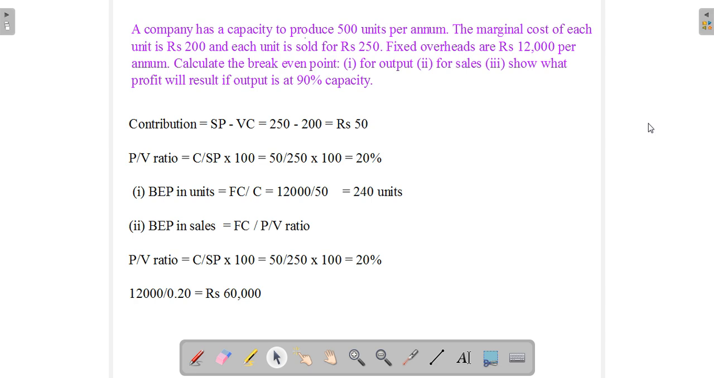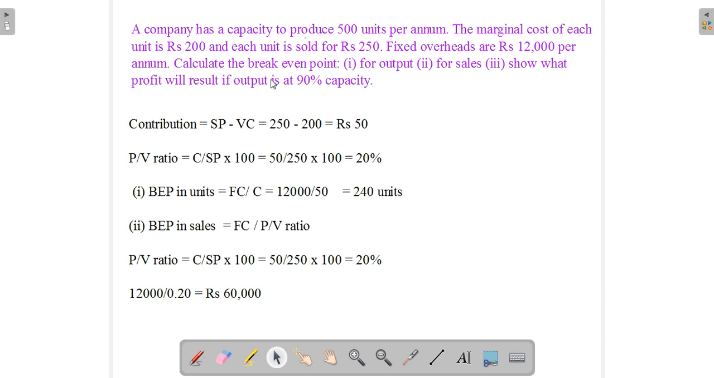A company has a capacity to produce 500 units per annum. The marginal cost, here by the word marginal cost, it means variable cost. Variable cost of each unit is 200 and each unit is sold for rupees 250. This is the selling price. This is the variable cost. This is the number of units produced. Fixed overheads is 12,000, which is fixed cost.